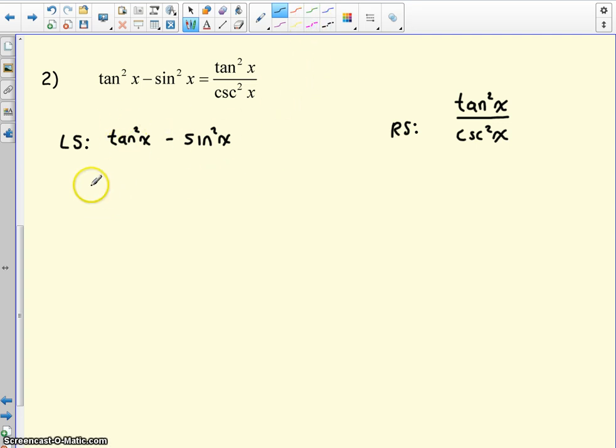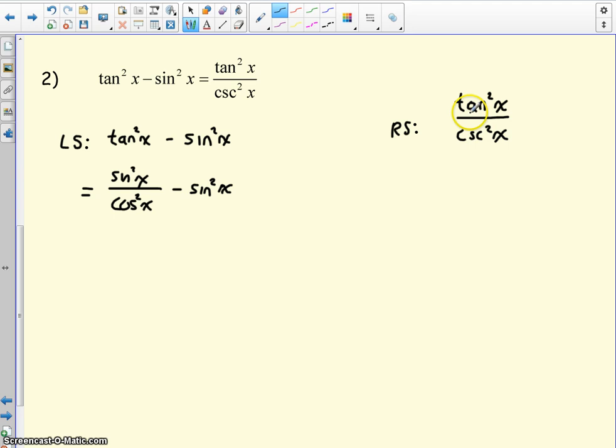So we know that tan x is equal to sine x over cos x, so tan squared x will be equal to sine squared x over cos squared x. Okay, so I have sine squared x over cos squared x minus sine squared x. Okay, and I'm going to do the exact same thing with the right-hand side over here.